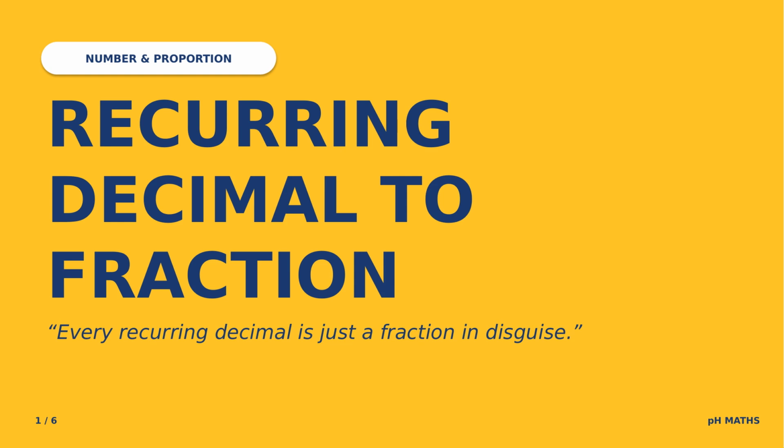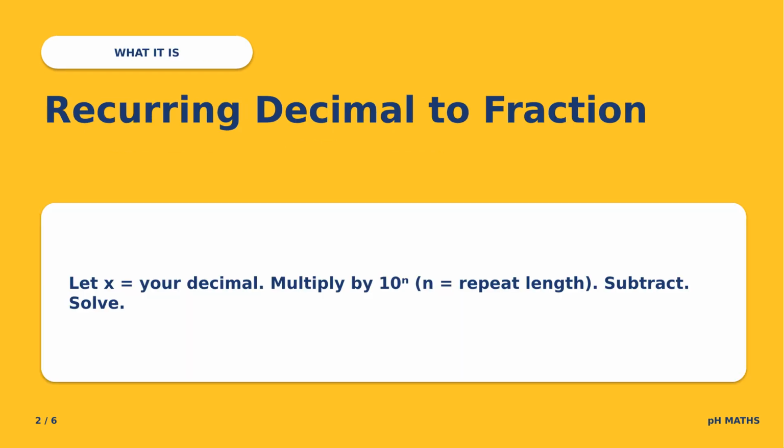Definition: let x equal your recurring decimal, multiplied by 10 to the power n, where n is the length of the repeating block. Subtract the original x, and the recurring tail cancels. Solve for x. The result is your fraction. One method applies to every recurring decimal you'll meet.